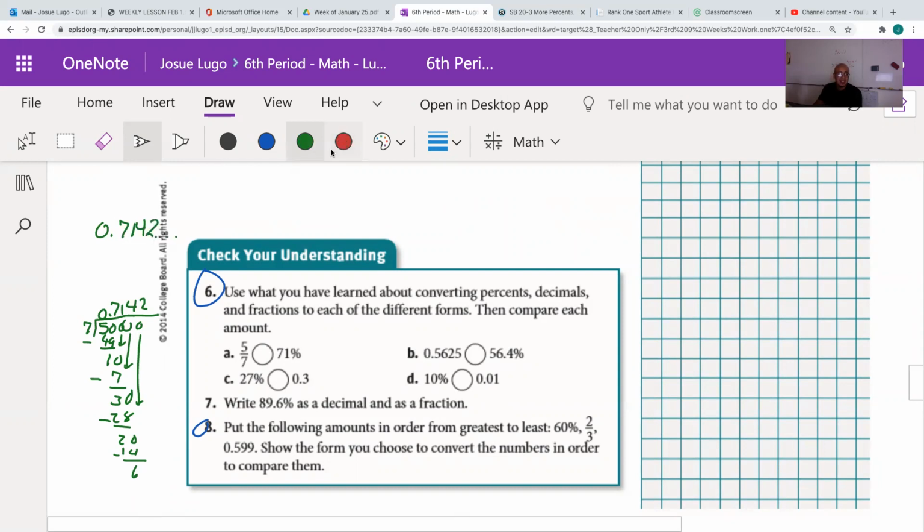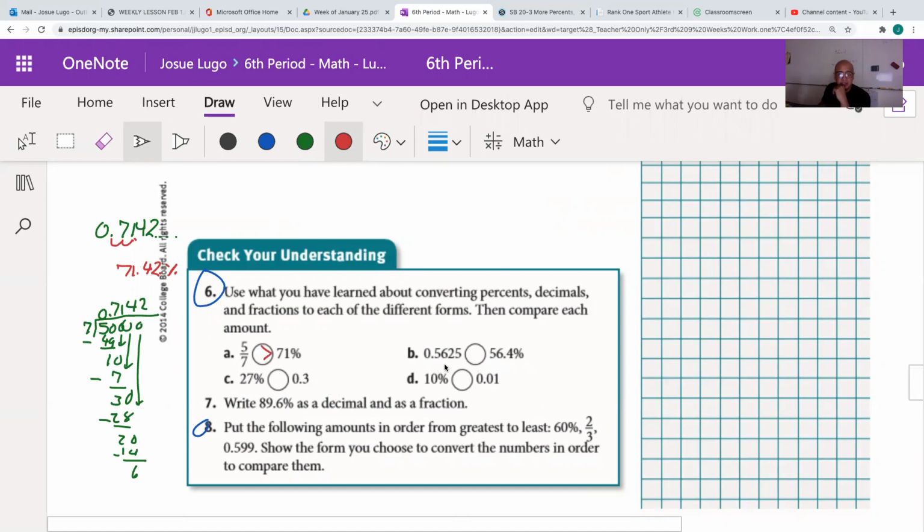Now the reason why I can stop is because to make a decimal into a percent, I just have to move it over twice. So far I have 71.42%. So it's going to keep going. So it's going to get even slightly bigger, if you will. And what is larger, 71.4 something or just 71%? I think that one's obvious.